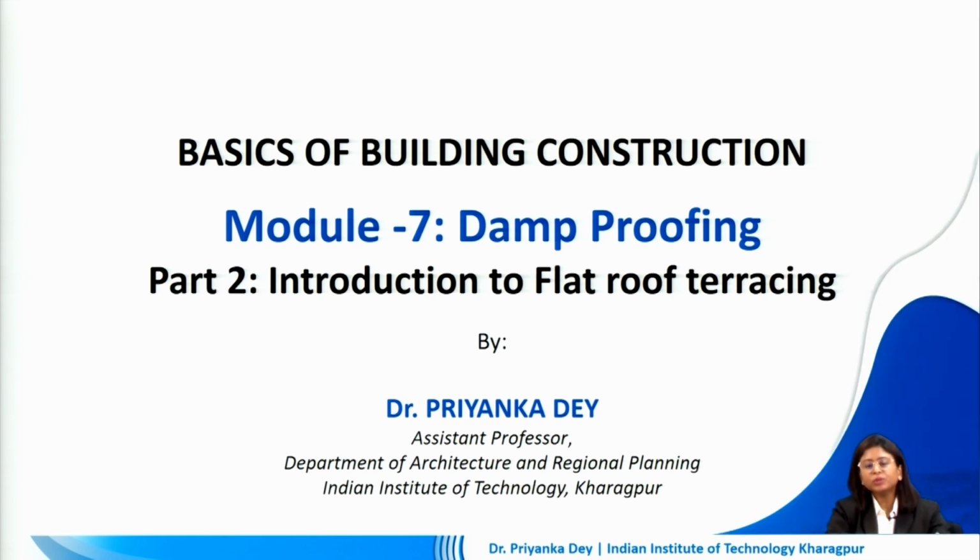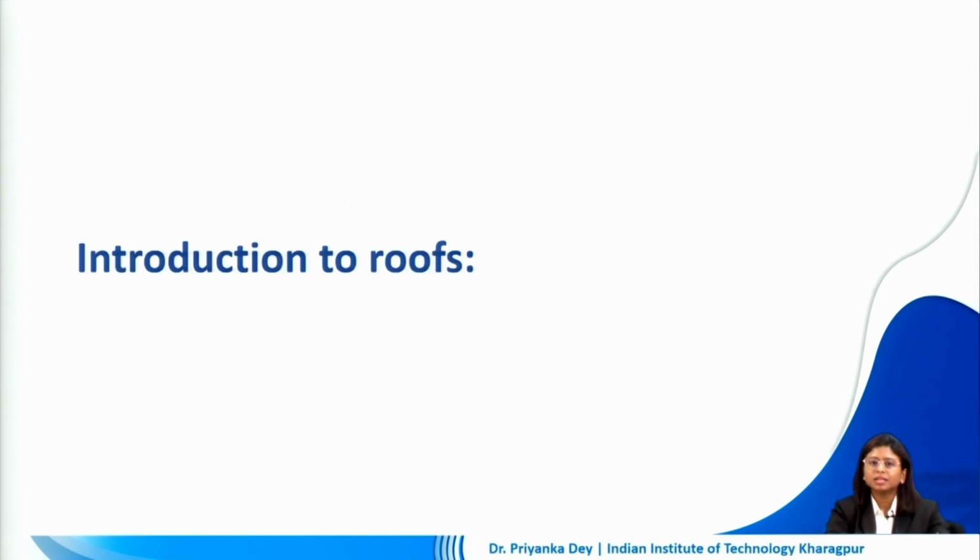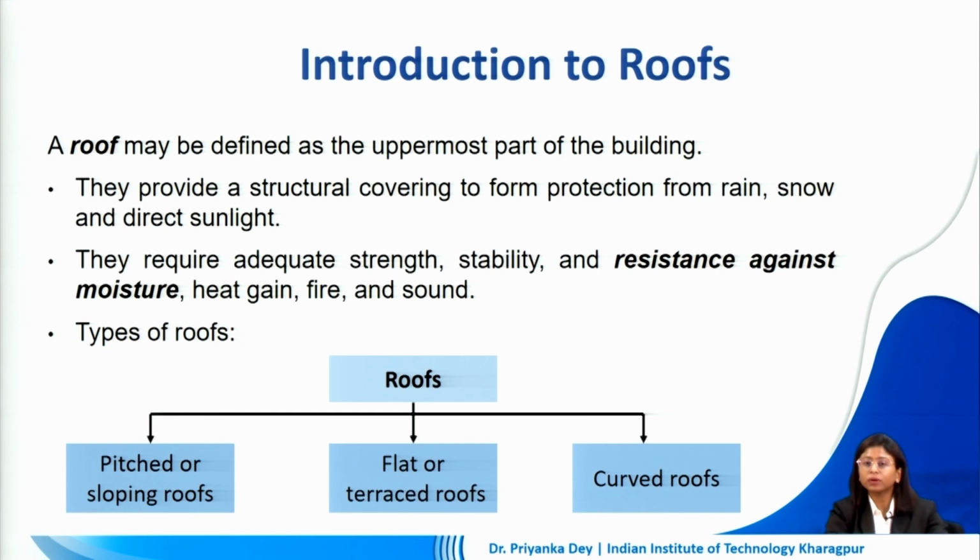So today we are going to talk about the roof level in particular. We will understand how we can do flat roof terracing to ensure that moisture doesn't enter our internal spaces. So let's get started. But before we get into the nitty-gritties of damp proofing on roof surfaces, we have to get a little bit of a quick glimpse at what we are talking about when we say a roof.